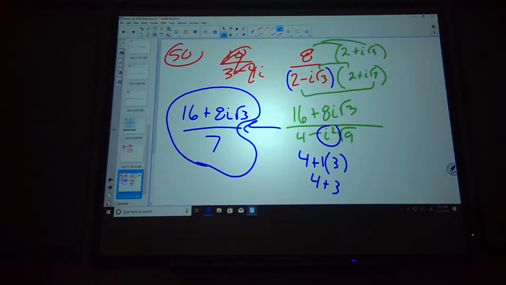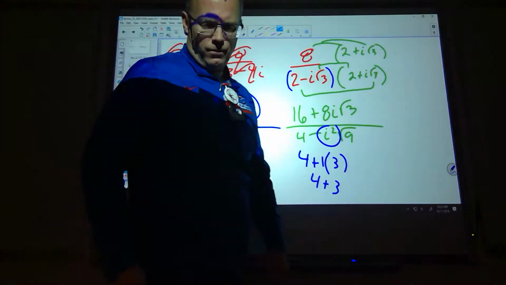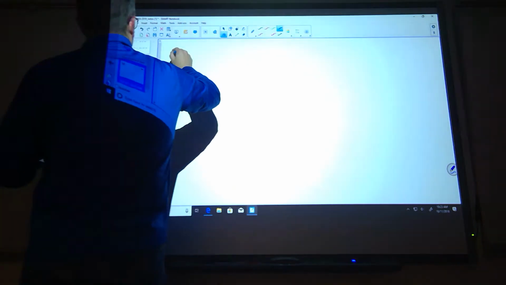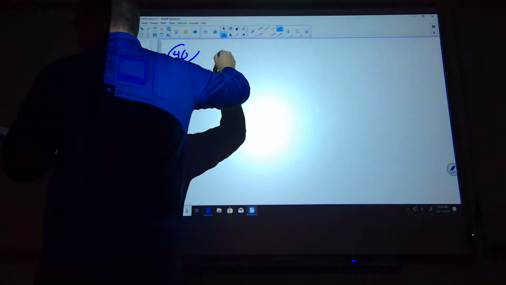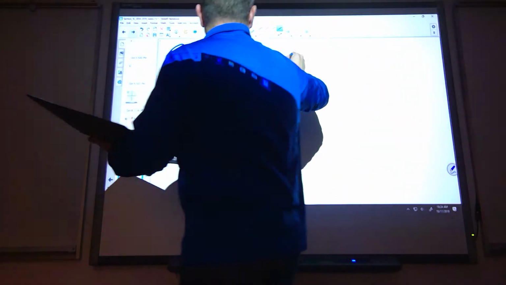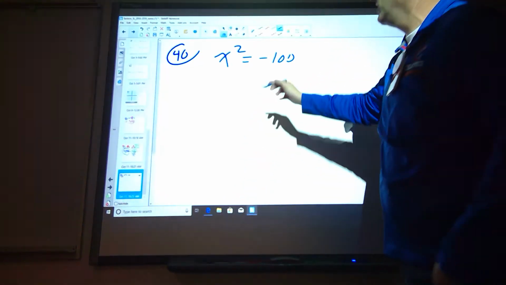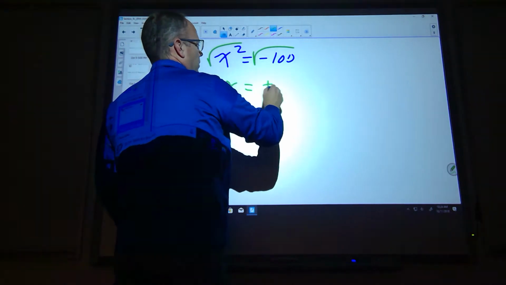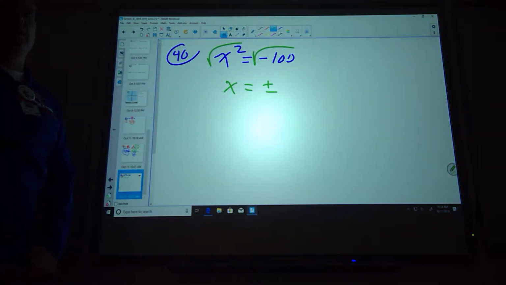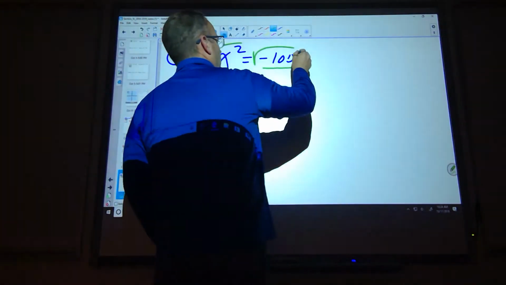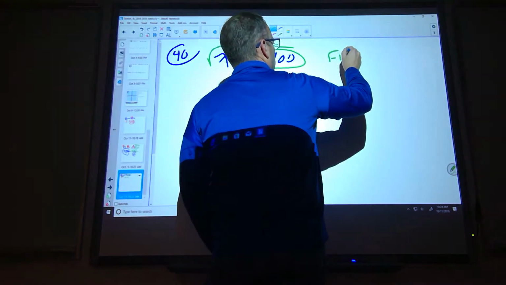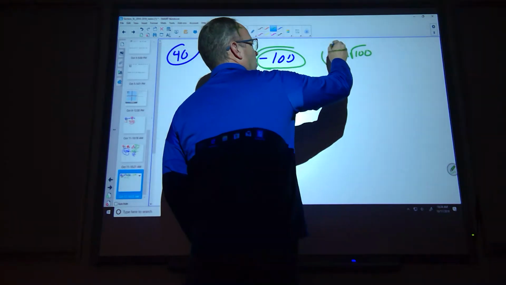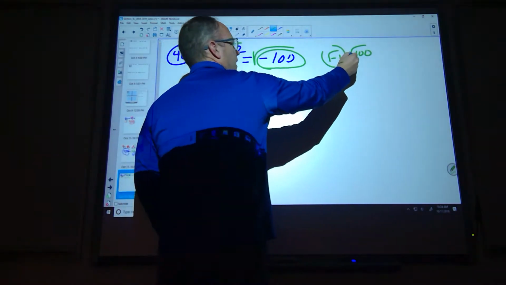40? So I get i squared equals negative 100. I'm going to take the square root of both sides. If I take the square root of both sides, we learned from Algebra 1 we have to have a positive and negative component. This technically breaks into, agree? That means this is i, and that's 10.